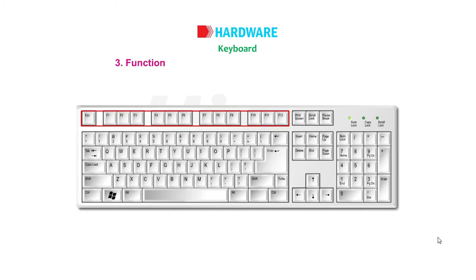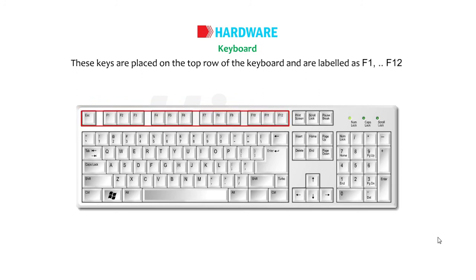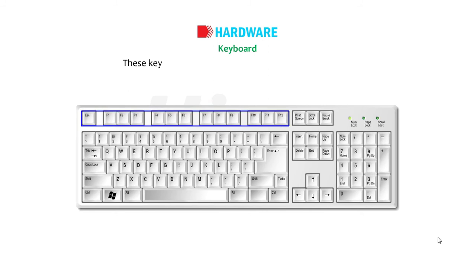Number 3. Function keys. These are used to perform specific tasks. These keys are placed on the top row of the keyboard and are labeled as F1 and so on till F12. These keys have different functions in different programs.